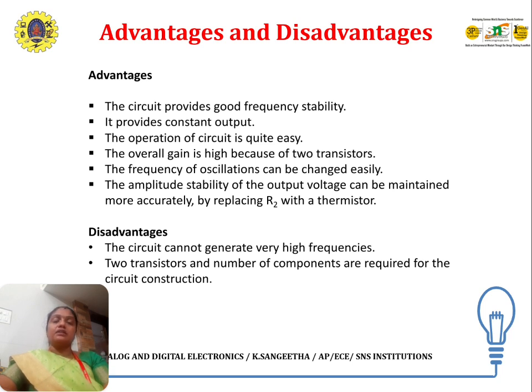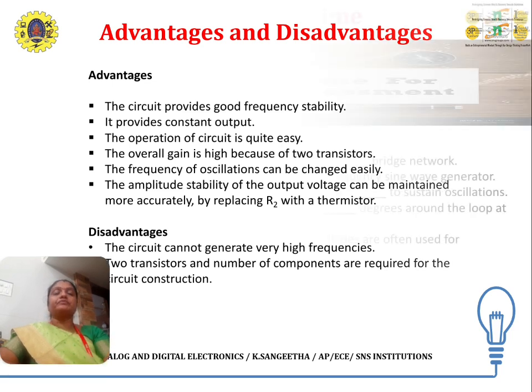There are some disadvantages. The circuit cannot generate very high frequencies because it is used to produce from 10 Hz to 1 megahertz, and two transistors are used and the number of components is high. So these are the advantages and disadvantages of Wien Bridge Oscillator.